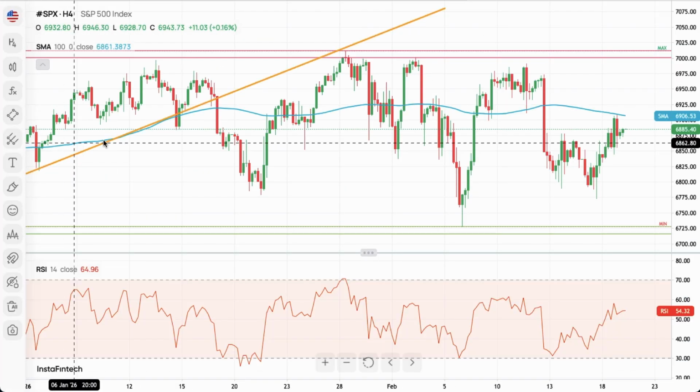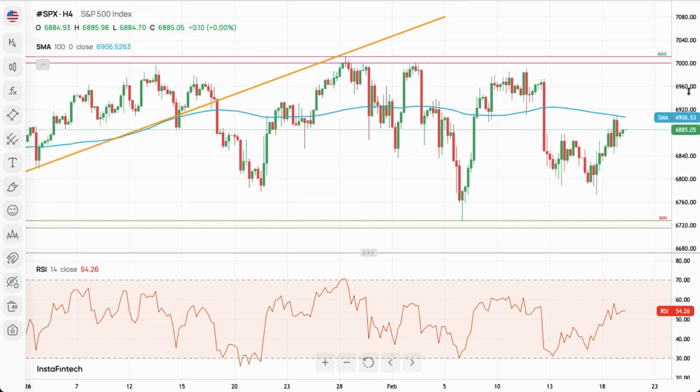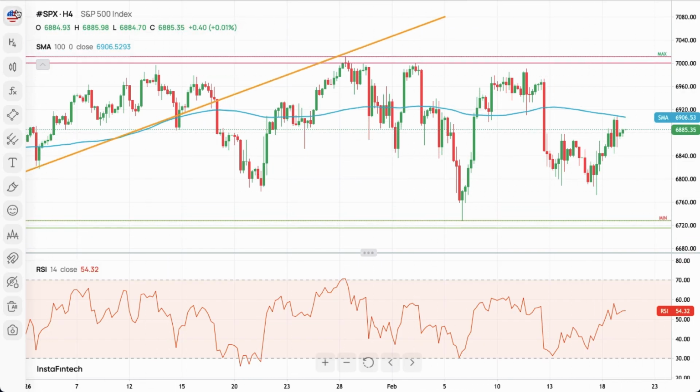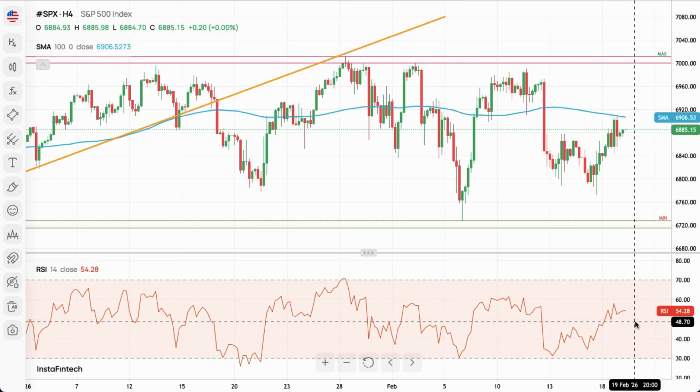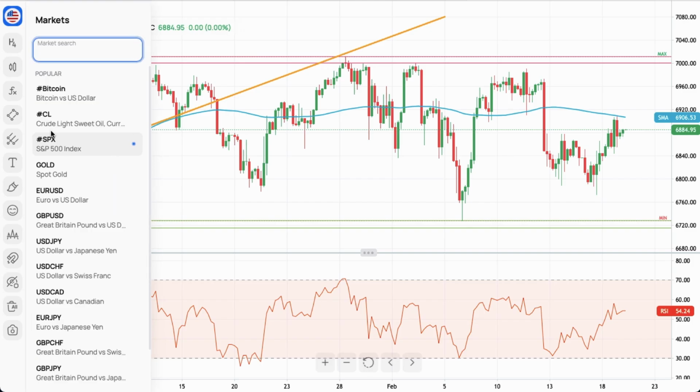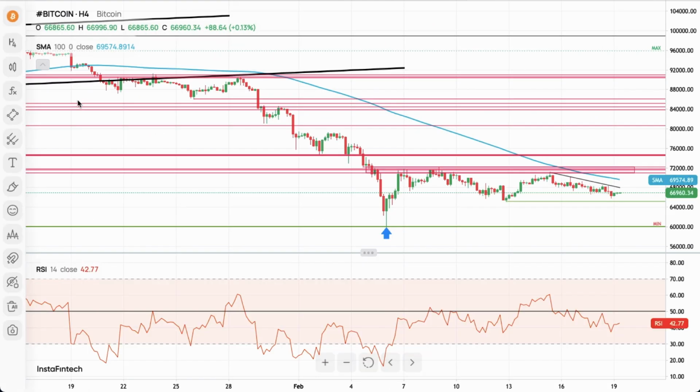S&P 500 doesn't do anything these days. As usual, we are still inside of this range. Not much happened. Market just tested the 100 piece moving average, 6,906, and just got reversed a little bit lower. RSI is at 54 points, so it's positive, nevertheless not strong. So we're trading like this for the whole night.